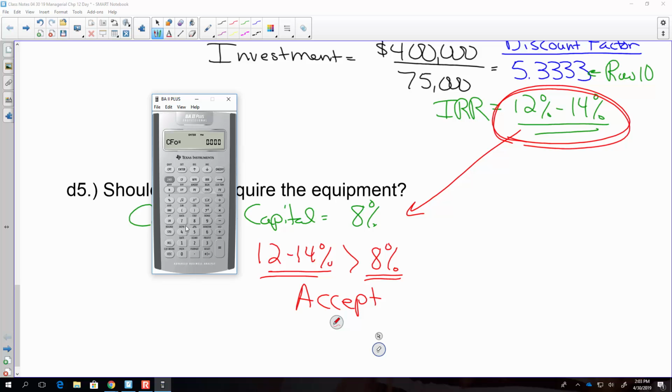My initial investment is $400,000. Put a negative in. That's one thing students forget on the test, to put that negative for the investment. That's the cash flow going out. Hit the enter key. Once we have the cash flow out, the cash flow coming in is $75,000 positive. Enter that.